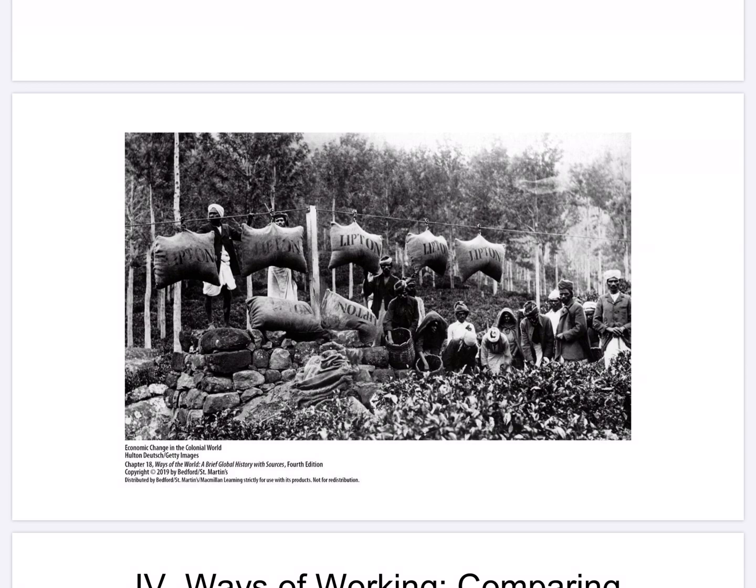What kinds of wage labor were available in the colonies? Why might people have taken part in them? How did doing so change their lives?